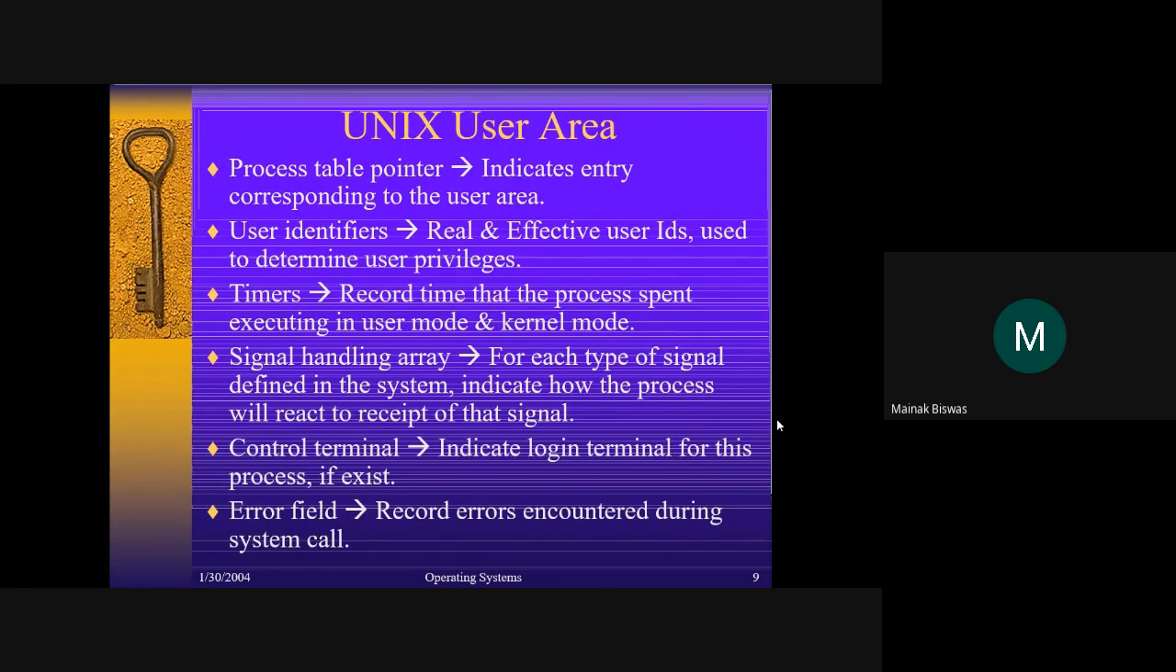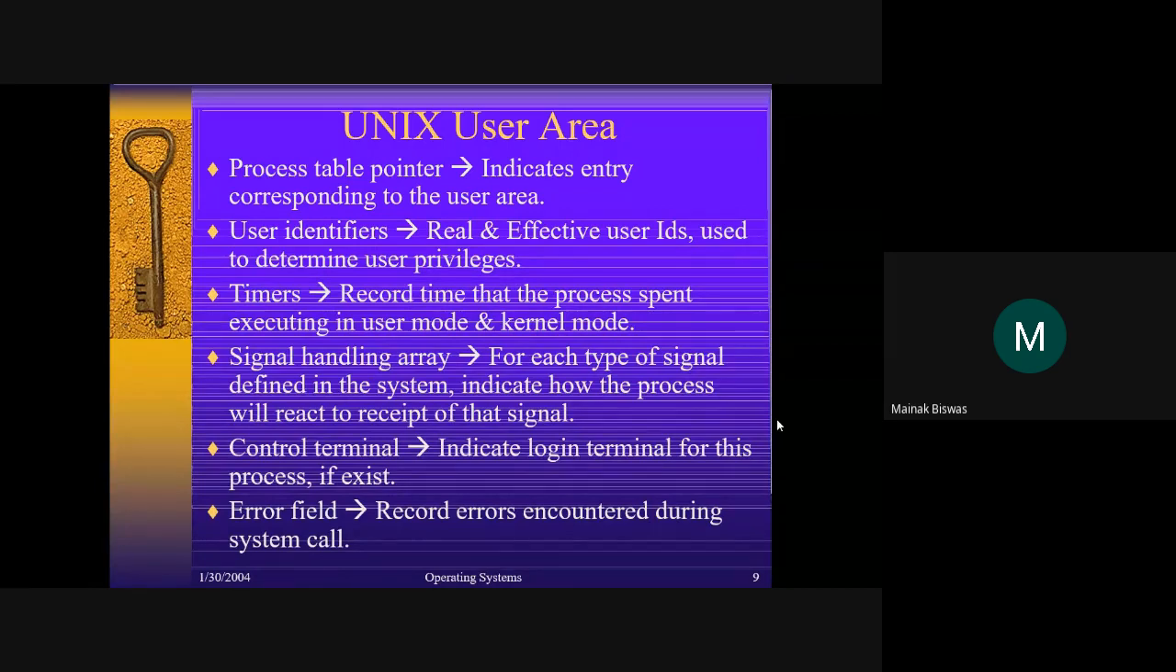So again, the Unix user area means the process table pointer, which indicates the entry corresponding to the user area. Then user identifiers, so real and effective user ID. If it's your process, you have certain privileges, right? Then record time: timers record how much the process is executing in user mode or in kernel mode.